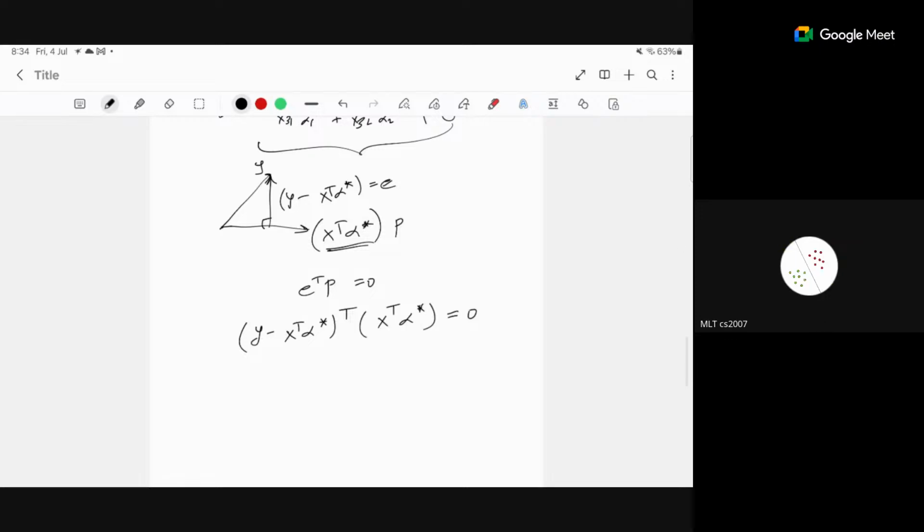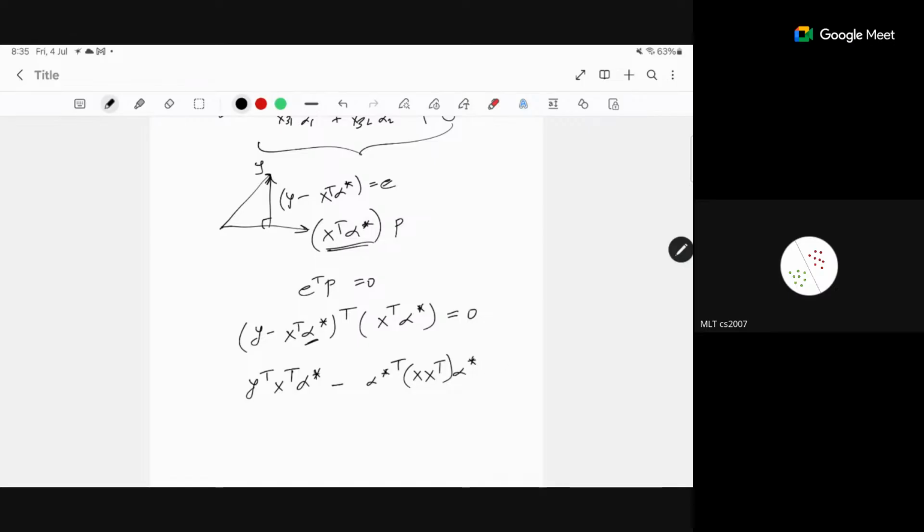So if I open this bracket, what should I get? It will be Y transpose X transpose alpha star minus alpha star transpose, X transpose transpose. X transpose of transpose means X basically, so it is X, and then already your X transpose and alpha star here. Is that fine? Yes, sir. And that should be equal to 0.